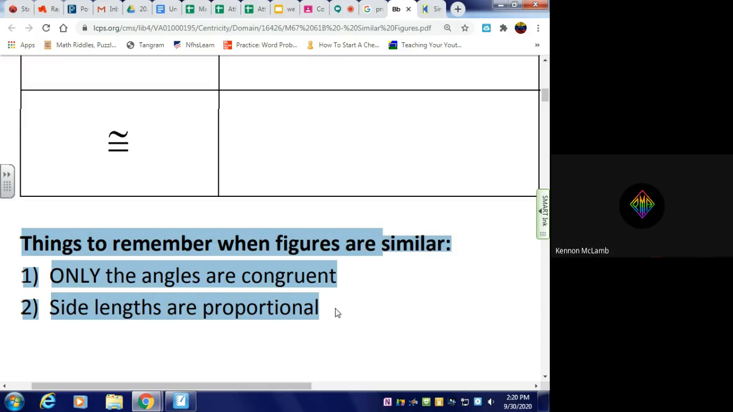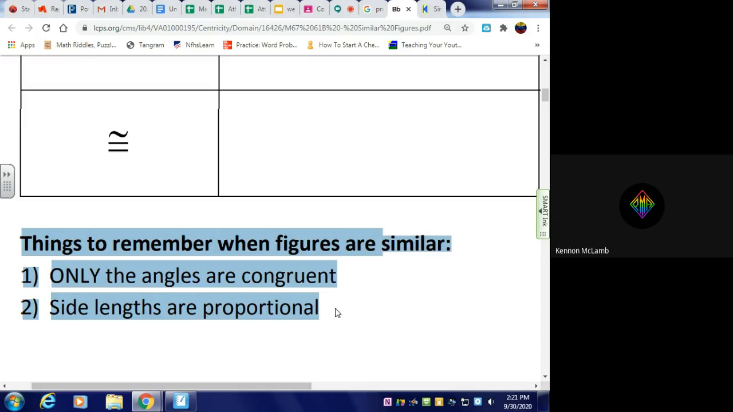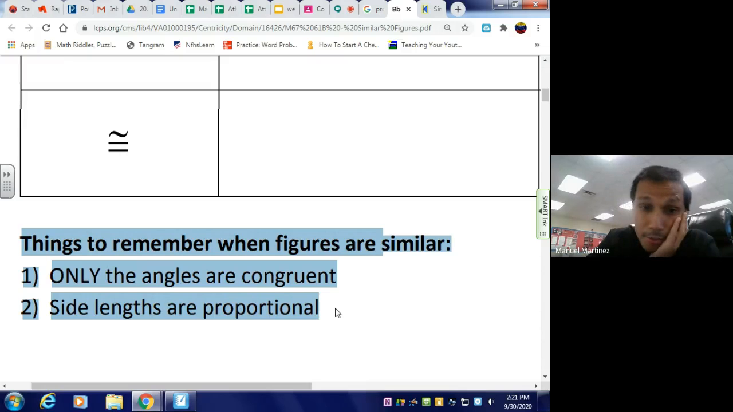So I'm gonna take a guess. Go ahead. Important? Important. Yes, it is important to know this. Yeah, it is very important.